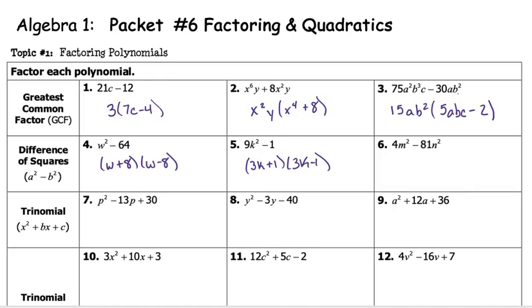In 6, again, I'm looking to make sure m squared, n squared, subtraction, 4 and 81 both work. So let's go ahead and break this up. This is going to be 2m plus 9n, and it's going to be 2m minus 9n.